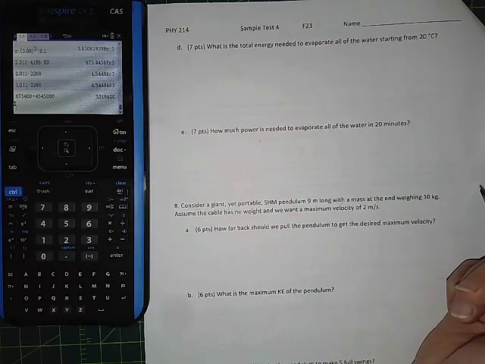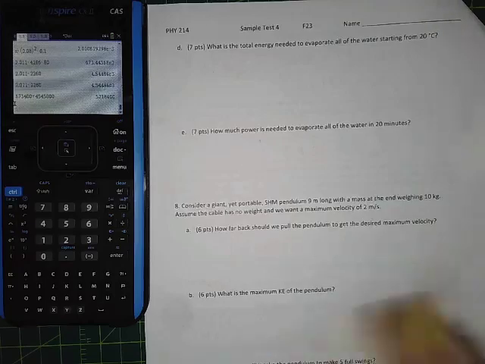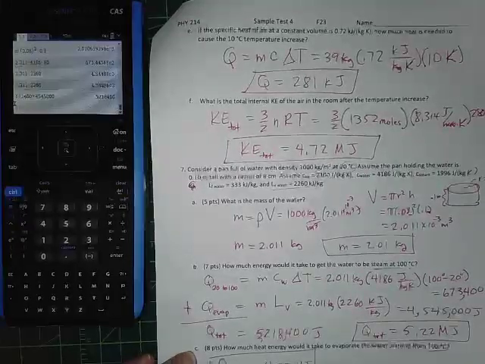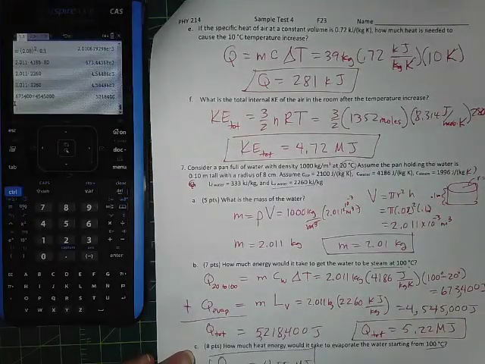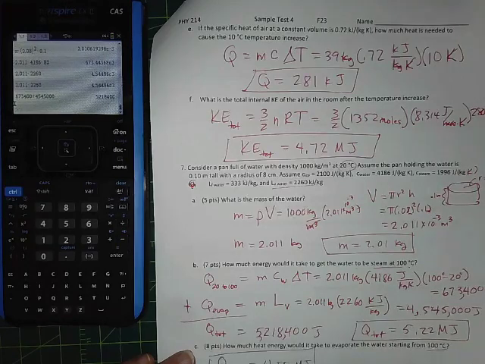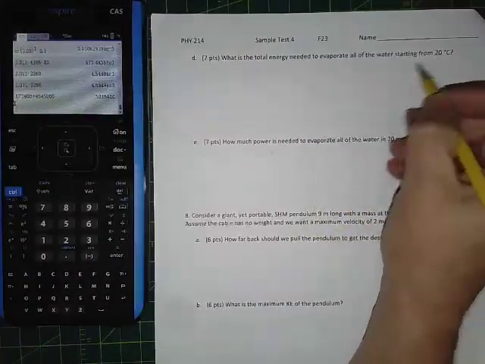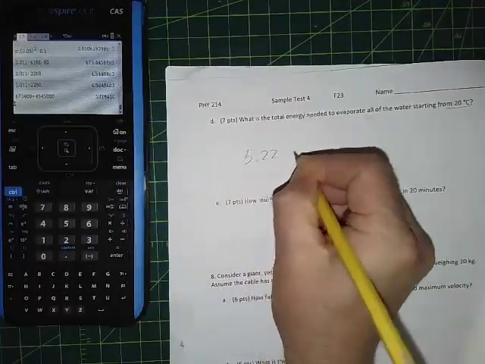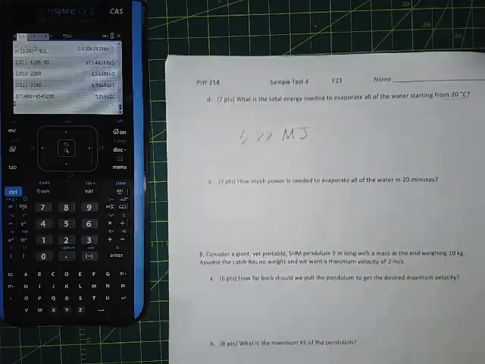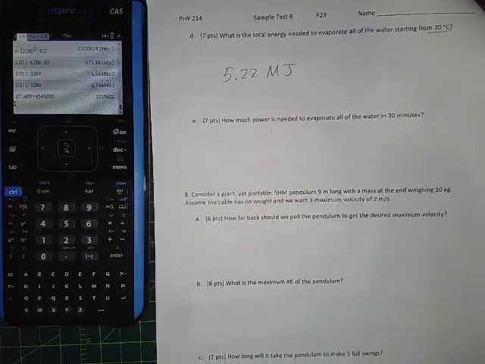Part D. What is the total energy needed to evaporate all the water starting from 20 degrees? I feel like we just did that. What happened here? Alright, so it's kind of a messed up question. What is the total energy needed to evaporate all the water starting from 20 degrees? So that's what we just did. And so that is the 5.22 megajoules. So I'm not quite sure what I was thinking there. But we'll just go with this.